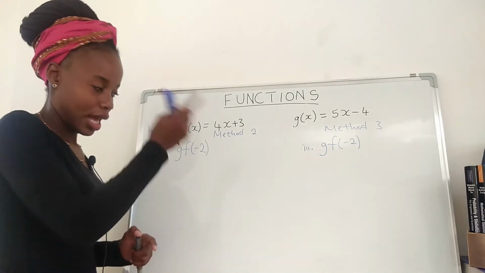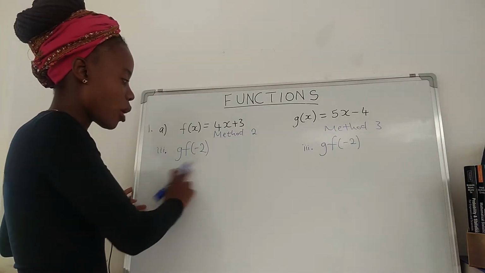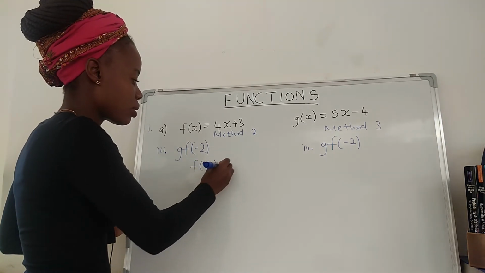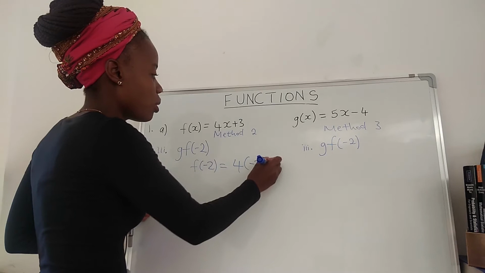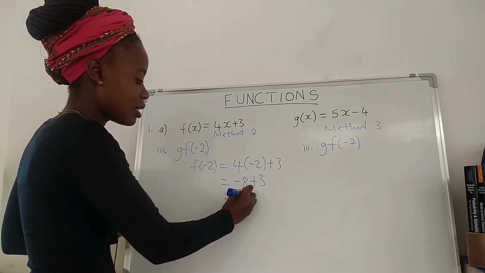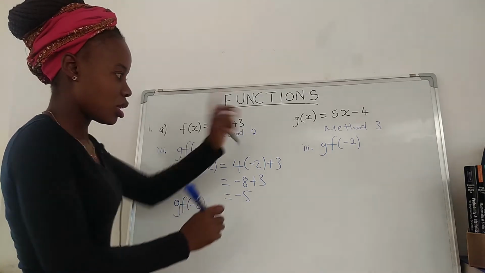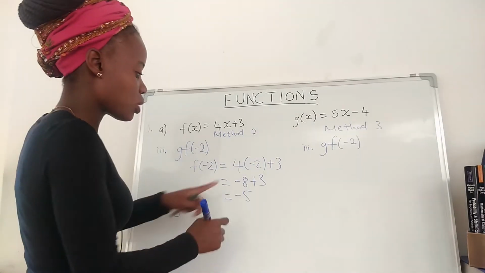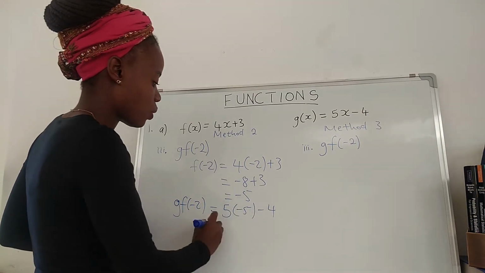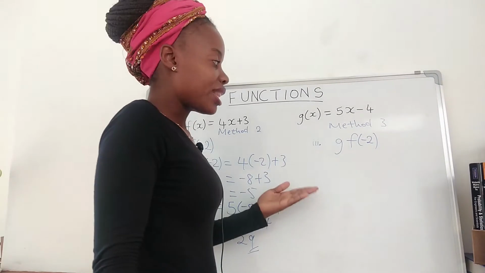Or you can have g of f of negative 2. We're still doing Roman figure 3 using a different method. Okay, so you are asked to find this, right? So it's possible that you can just find f of negative 2 first, right? Which is going to be 4 times negative 2 plus 3, this is negative 8 plus 3, which is equal to negative 5, right? After this, now g of negative 2, we're going to take negative 5 and substitute it here, okay? So we're going to have 5 times negative 5 minus 4, this is negative 25 minus 4, and the answer is negative 29.